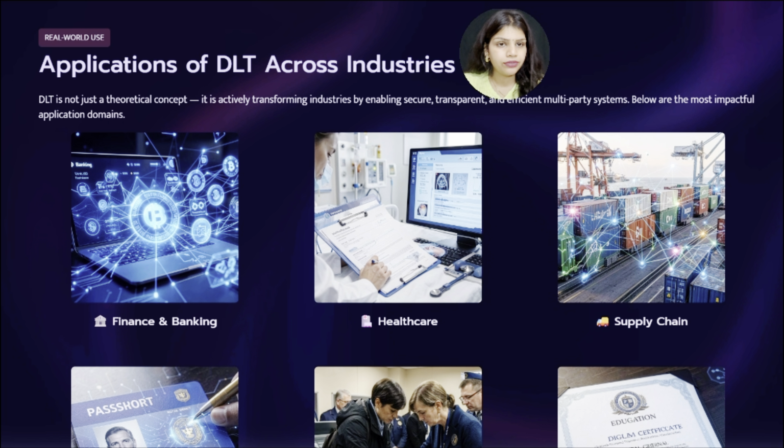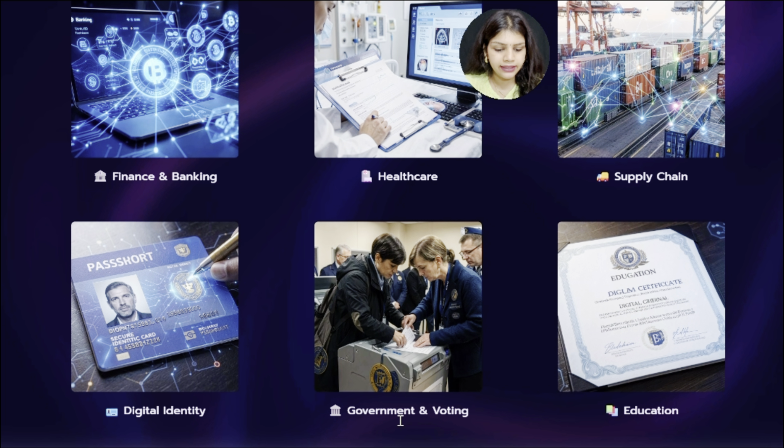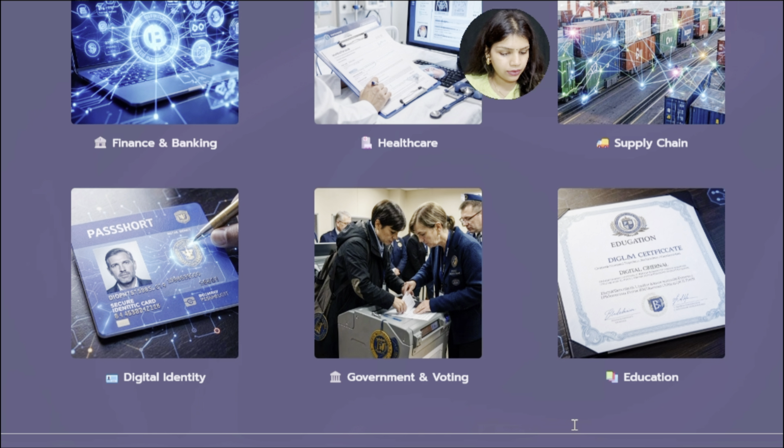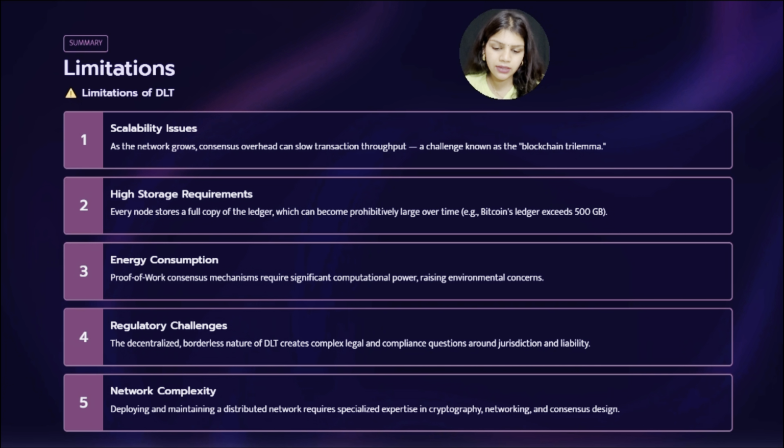So next, applications of DLT: finance and banking, healthcare, supply chain, digital identity, government and voting, education. Okay. Limitations. These are the limitations. Scalability issues, due to consensus overhead: if there are many transactions, then that would be an issue. And high storage requirements, since every node will store the full copy of the ledger, and that would be a problem. And energy consumption: proof of work does many mathematical computations to solve the puzzle. It requires a lot of energy.